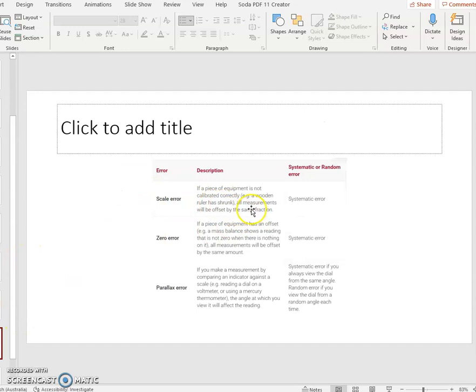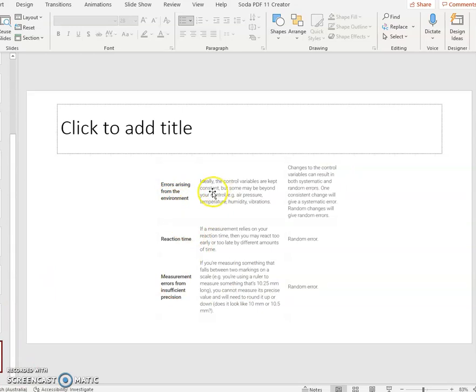Some examples may be a scale error. If the scale isn't used properly, then that's systematic error. And say a parallax error, which we've mentioned before. If you are consistently viewing it at the same angle, then it can be systematic error, but if you're changing the way in which you're looking at it, then it can definitely be a random error.